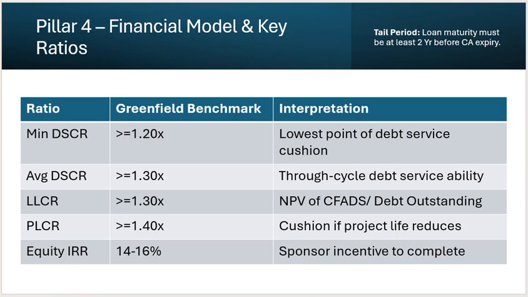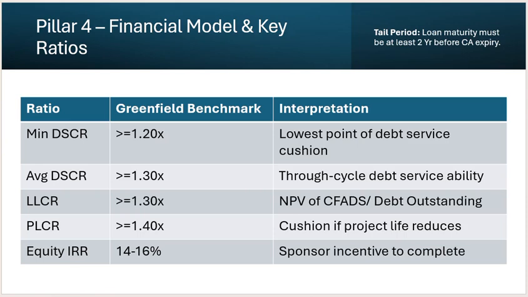So we calculated the total cash flow available for debt service, which is nothing but the revenue generated from that project minus the operation and maintenance costs and the statutory dues or taxes. That cash flow available for debt service is divided by the debt service, the interest and principal that needs to be paid from the project. So that's the mechanism of the debt service coverage ratio.